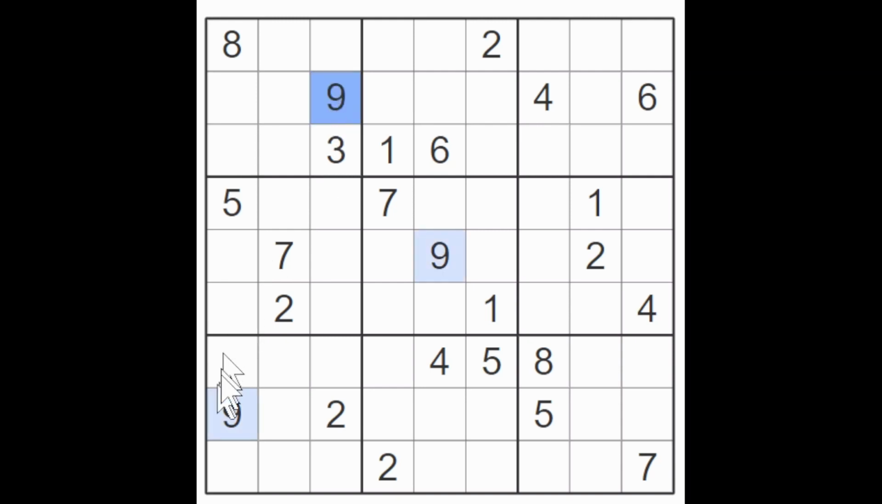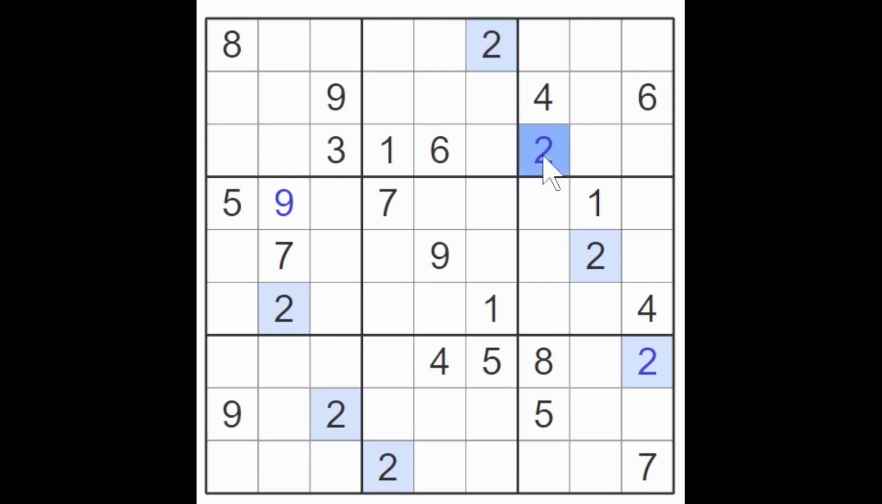There's a 9 here and here blocking these cells, right? And that makes this a 9. Now one of these two cells must be a 9. There's a 2 here and here blocking these cells, and 2 here blocks this cell. So that's an easy 2. And that makes this cell here also a 2 because of the 2 up here, right?